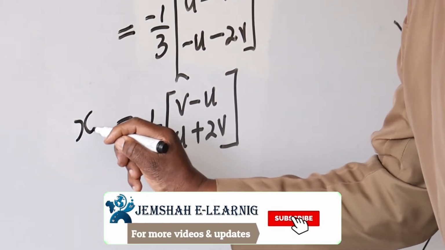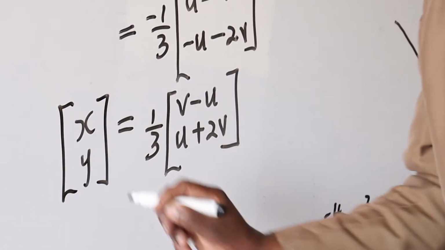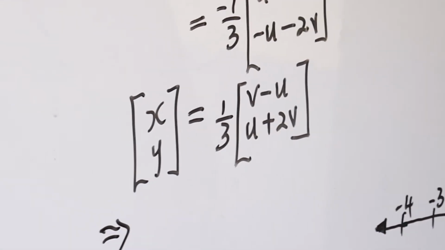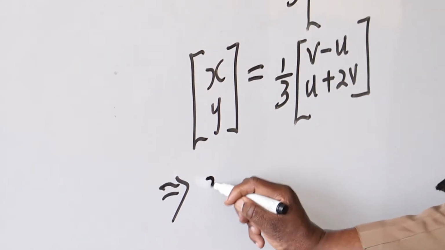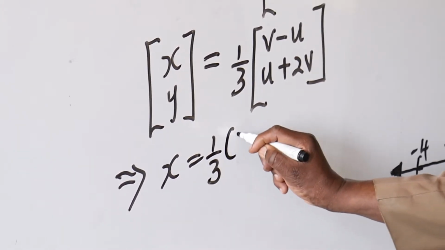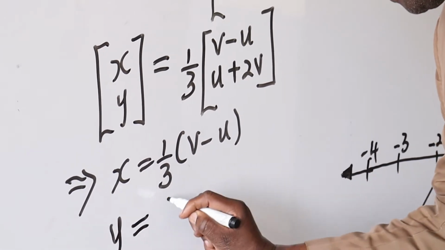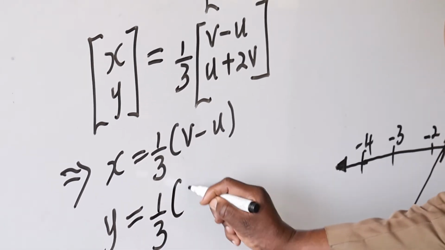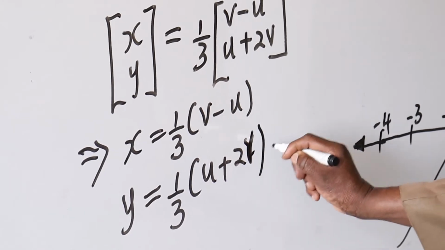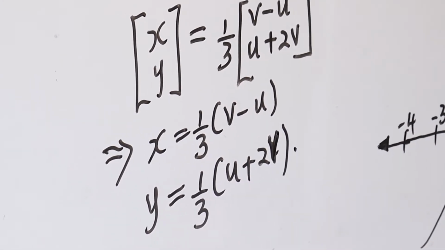That is x, y. This implies our x is equal to a third into v minus u, and our y is equal to a third into u plus 2v.